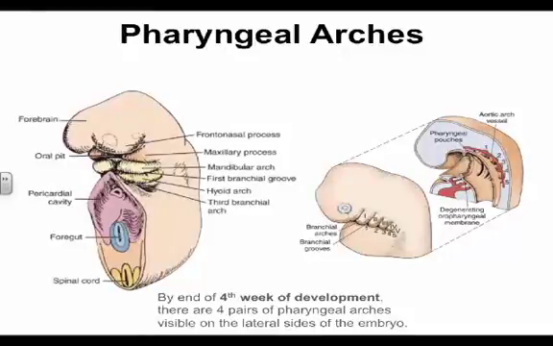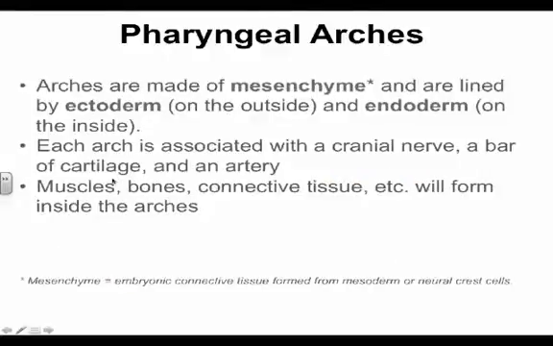So here we go. By the 4th week, we have these pharyngeal arches on the embryo. And that's what some people said, that these were like gills. They are not gills. We're going to take a look at this. But one thing that happens is what we call frontonasal processes and maxillary processes and mandibular arches, and we're going to show you where they come from.